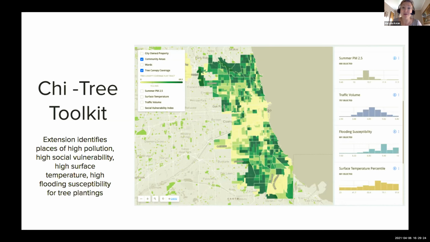So one thing that everyone could agree around and get excited about was trees, right? We can plant the right types of trees in areas that have high pollution, high social vulnerability, high surface temperature, high flooding susceptibility, and that sort of thing. So we worked with them to develop a tree toolkit to bring these pieces together. I highlight this project because it really captures the different dimensions that were coming together, and it ends up being a very local project compared to the Atlas.